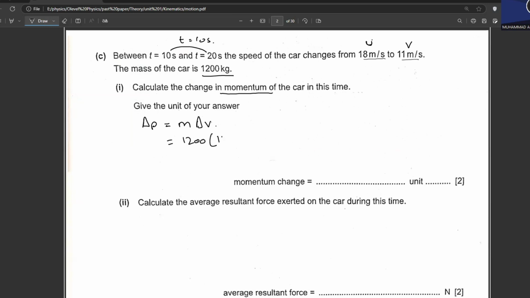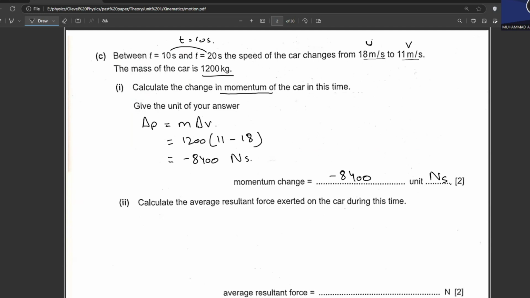The final velocity is 11. The initial velocity is 8. Your change in momentum comes out to be 1200 into minus 7. This comes out to be negative 8400. And what are the units of change in momentum? The units for change in momentum are newton seconds. So negative 8400 newton seconds.